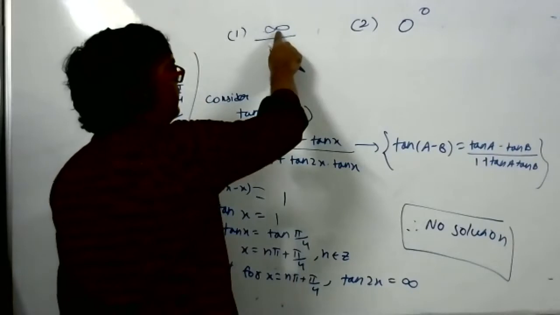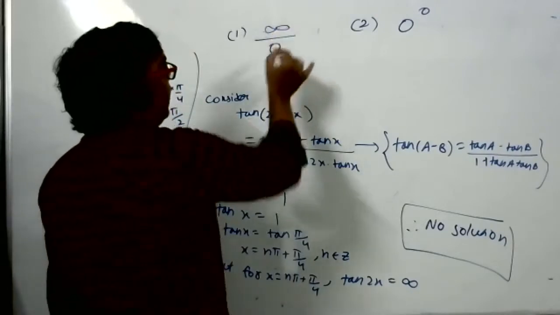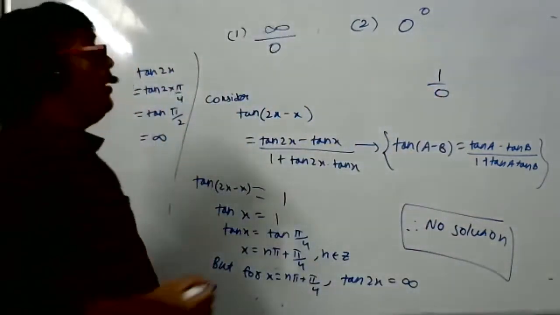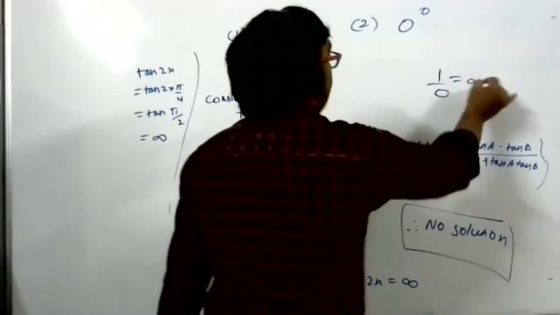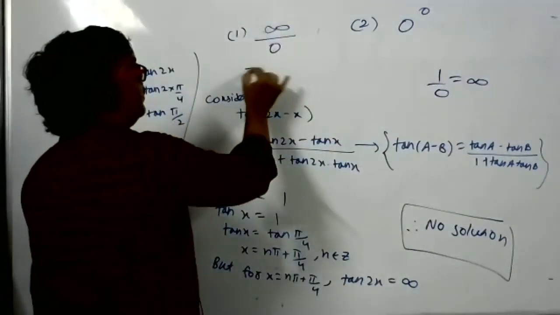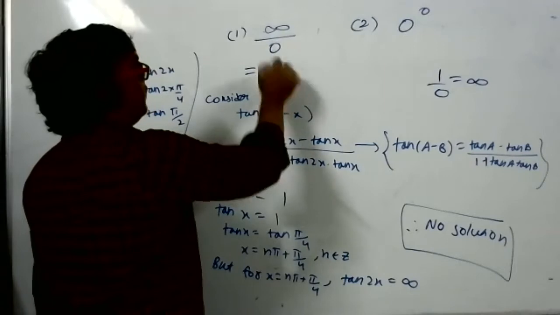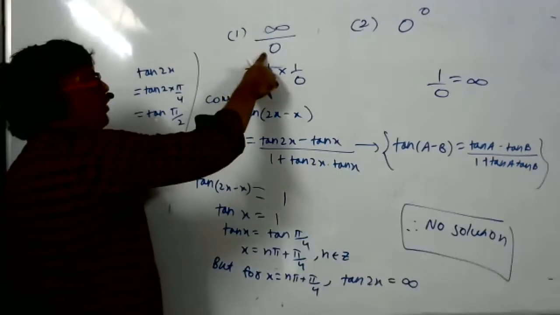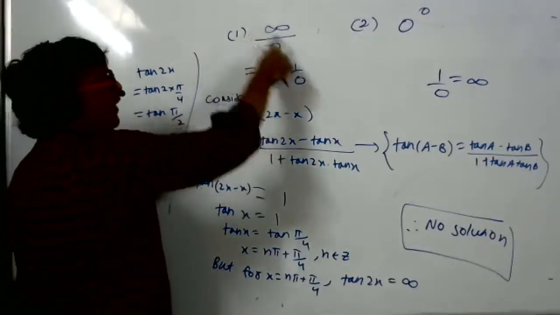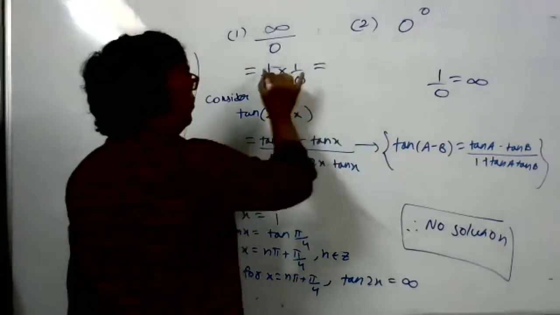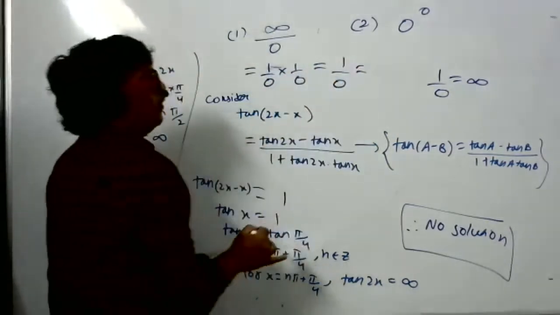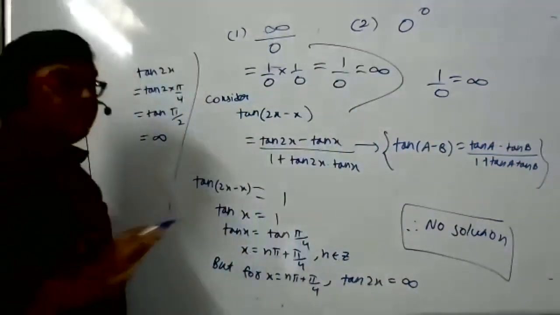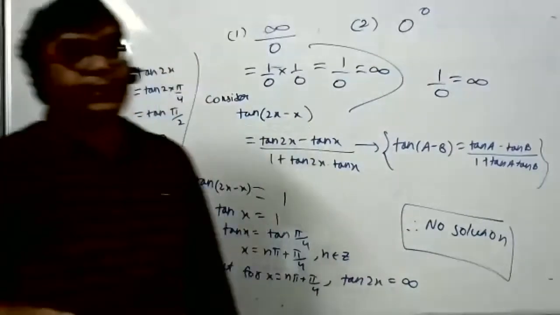Here, see the first one, I'll discuss more. Infinity by 0. One of you tell me what is 1 by 0. Infinity. So 1 by 0 is infinity. In the place of infinity, what can we write? Sir, we can write 1 by 0. So in the place of infinity, again I wrote 1 by 0. So what's the answer? Infinity. So infinity by 0 is infinity. That is okay, that is defined. But 0 to the power 0 is not defined. We don't know the answer.